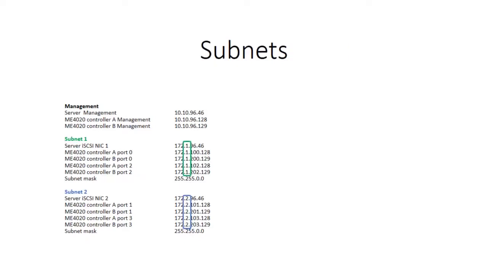First, I use a Class B subnet and use either 1 or 2 in the second octet to signify what subnet it is in. I also use a 1 or 2 on the first digit of the third octet to identify what controller the port is on. In addition, the last octet matches the controller's management IP.